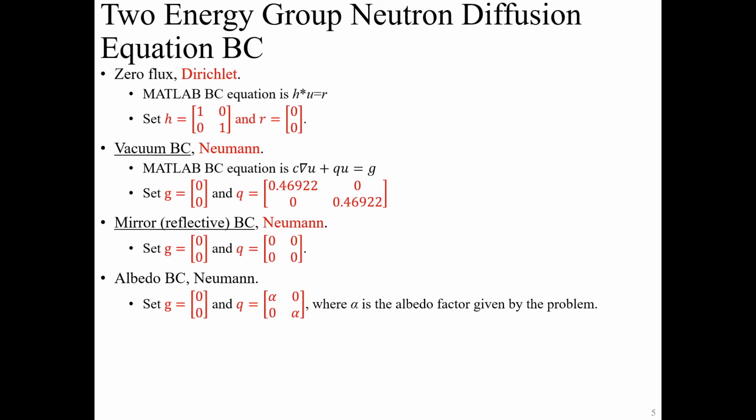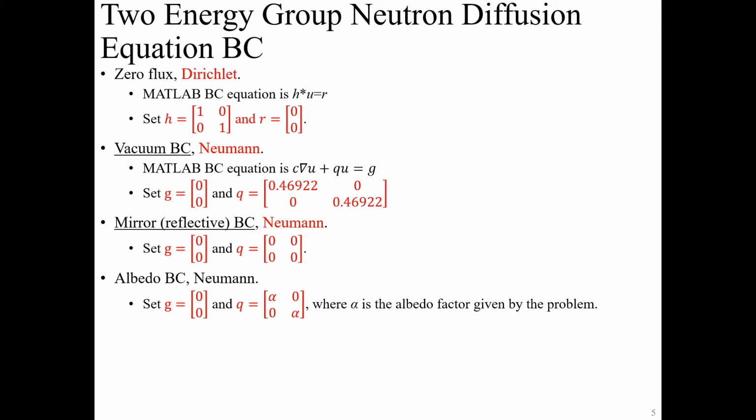Because the equation now is two-dimensional, or you have two equations, our boundary condition also becomes two rows. Two rows, two columns, or two rows for a vector. They are listed here, and we will go over those values using some examples. For example, for Dirichlet, the H is a matrix, a diagonal matrix, just 1, 1, and R is all 0.